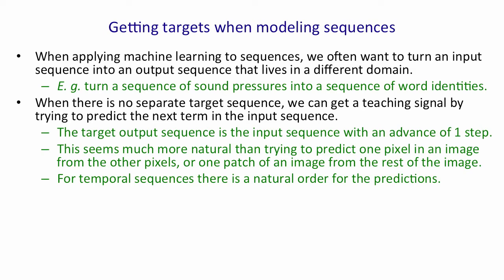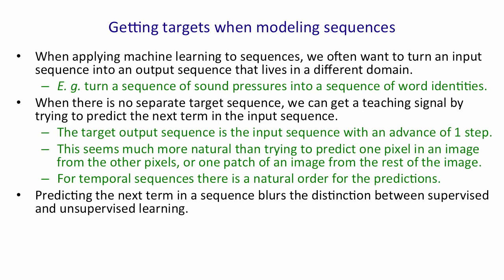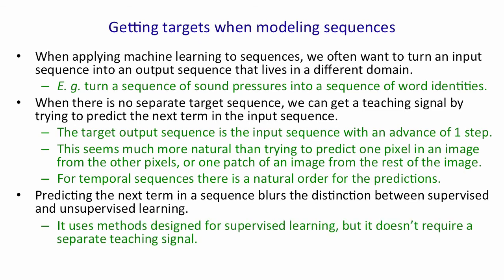One reason it probably seems more natural is that for temporal sequences, there's a natural order to do the predictions in, whereas for images it's not clear what you should predict from what. But in fact, a similar approach works very well for images. When we predict the next term in a sequence, it blurs the distinction between supervised and unsupervised learning that I made at the beginning of the course. So we use methods that were designed for supervised learning to predict the next term, but we don't require a separate teaching signal. So in that sense, it's unsupervised.